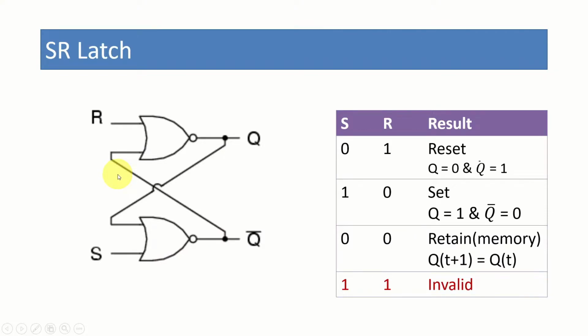So if you look at the overview of the SR latch, we can reset the latch to 0 by providing the input combination S equals 0 and R equals 1. If we want to set it to 1, we have to give S equals 1, R equals 0. And the value will be retained by the latch when we provide the 0, 0 input combination. That is where the memory or the retention comes in.